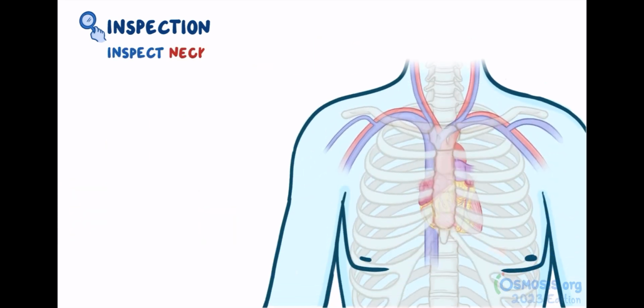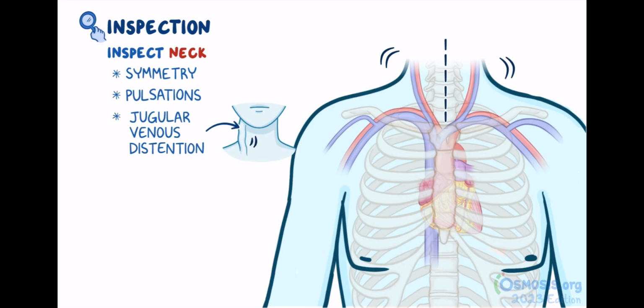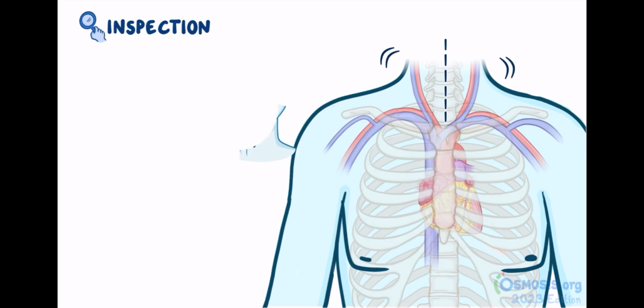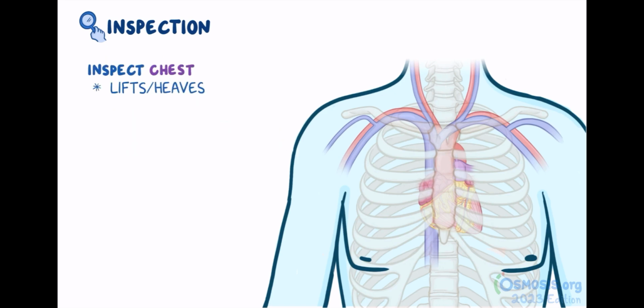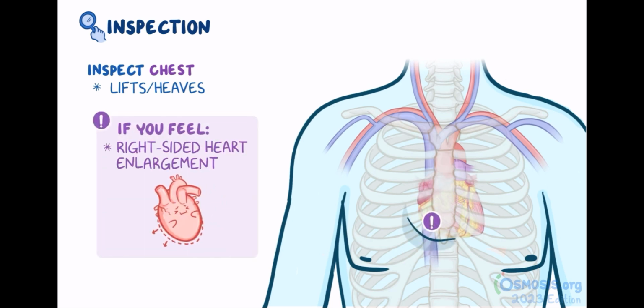Next, inspect the neck for symmetry, pulsations, and jugular venous distension, or JVD. Then expose the chest wall and look for symmetry and configuration of the chest. Lastly, inspect the surface of the chest for lifts or heaves, which are when the chest wall has a pronounced lifted appearance, since this can be a sign of right-sided heart enlargement.